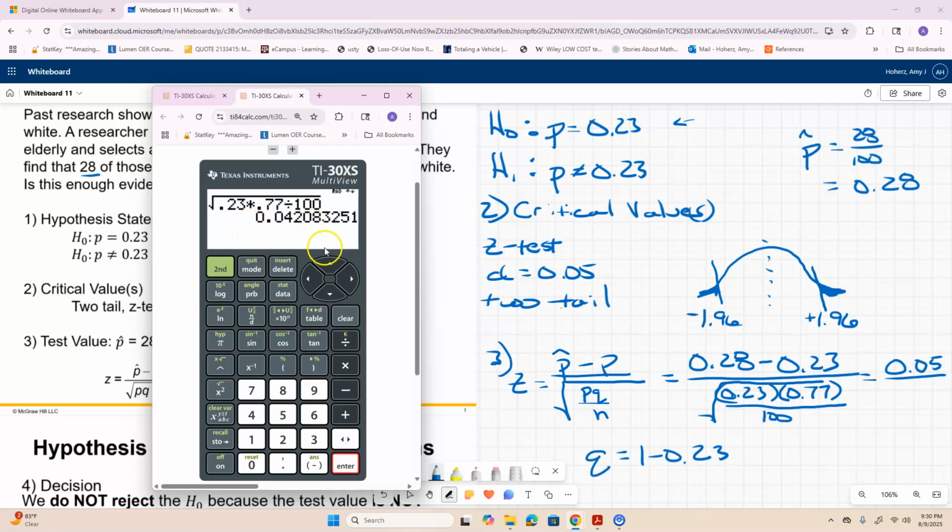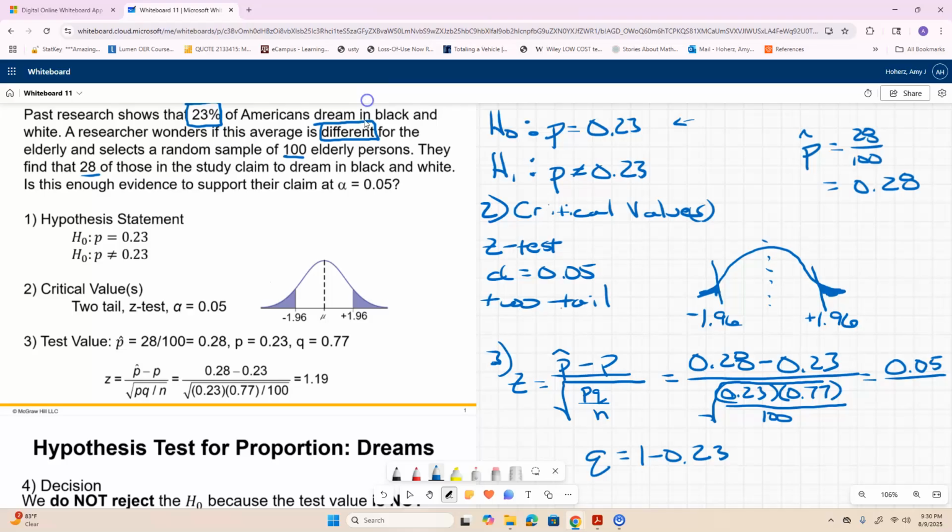So that gets us the 0.042, and we're going to take our top 0.05 and we're going to divide it by that answer. And we get 1.19 approximately. So that came out to be approximately 1.19 for our test value.